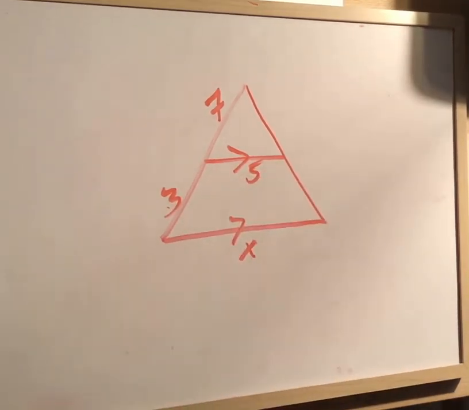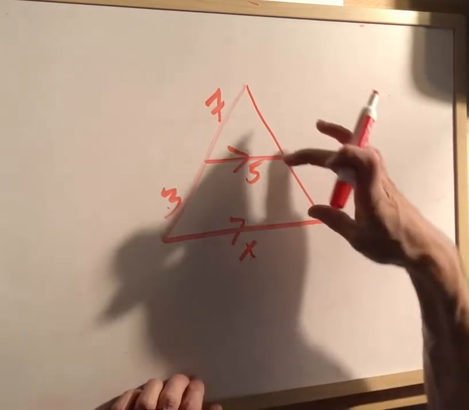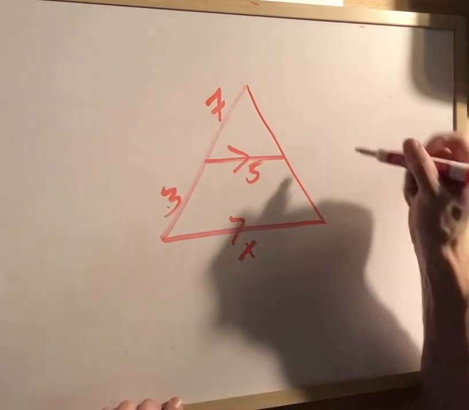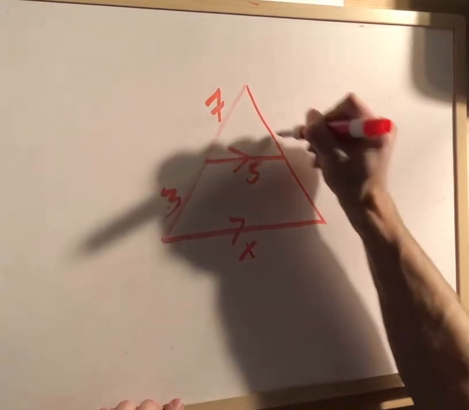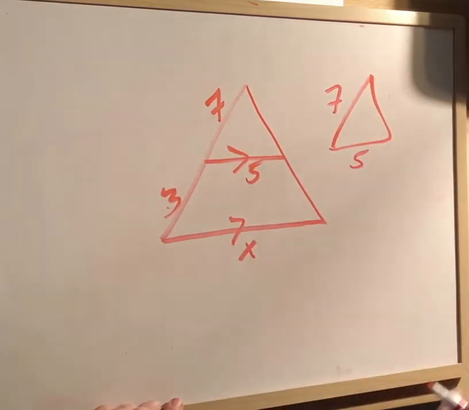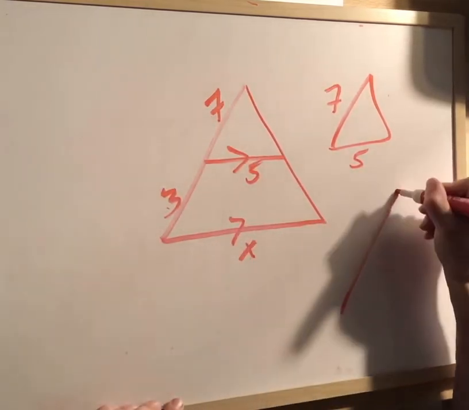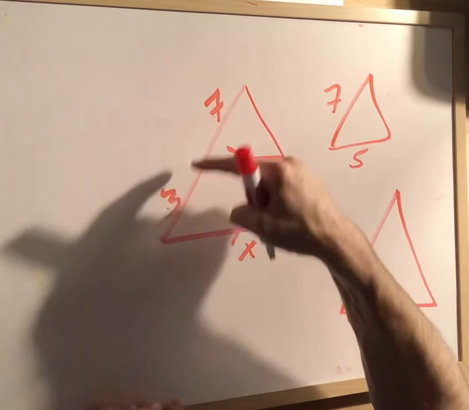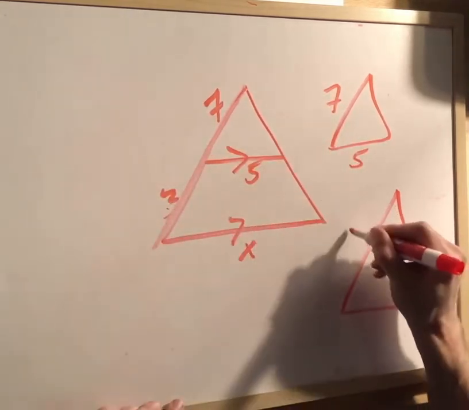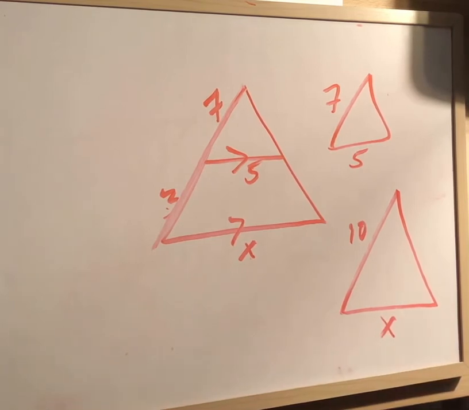And I understand how people think like that, but that's incorrect. And let me show you why. Once again, you know that these two angles are congruent and these two angles are congruent. So therefore, I'm going to draw this little triangle right here. This is 7 and this is 5. Now I'm going to draw this big triangle. This is 7 and 3, so this whole side is 10. This side is x.